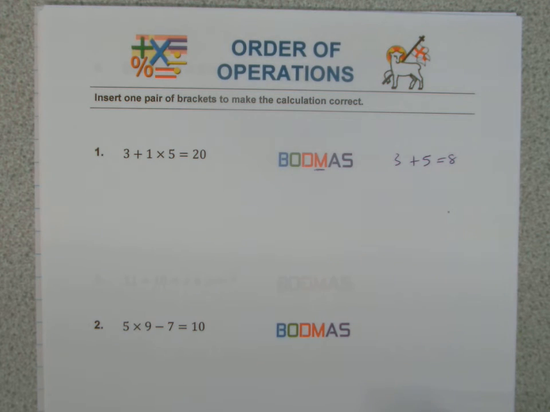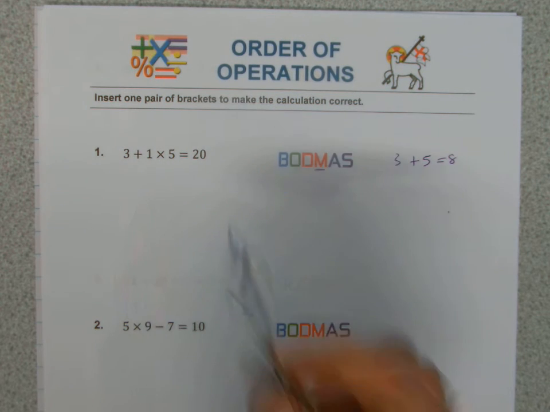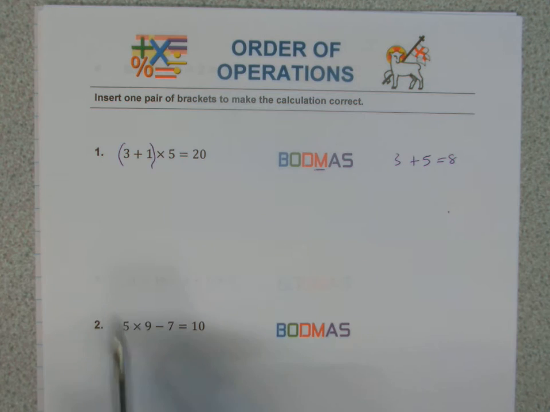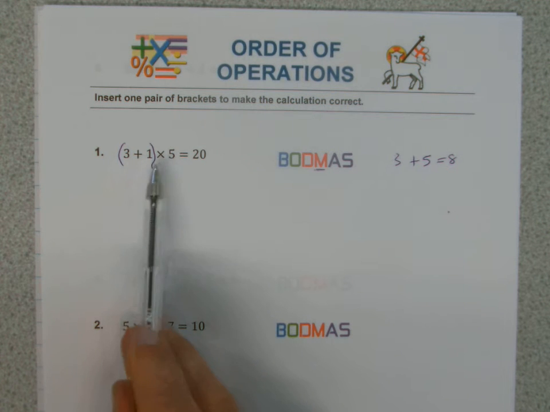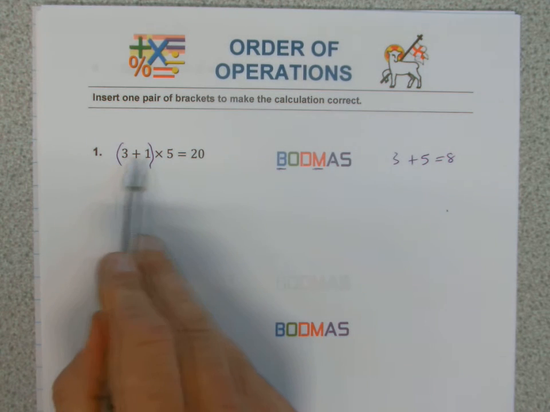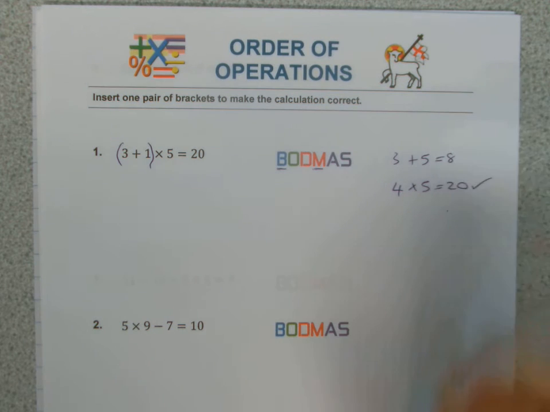So that's no good. We want it to equal 20, so by inserting a bracket, we could actually get it to be 20. If I put a bracket around here, then it changes the overall question because the brackets then have priority. So you work out this bracket first, and you'll have 3 plus 1, which is 4, times 5, and it gives you your 20, okay? So putting the bracket in can change and set up the structure of that calculation to make it correct.